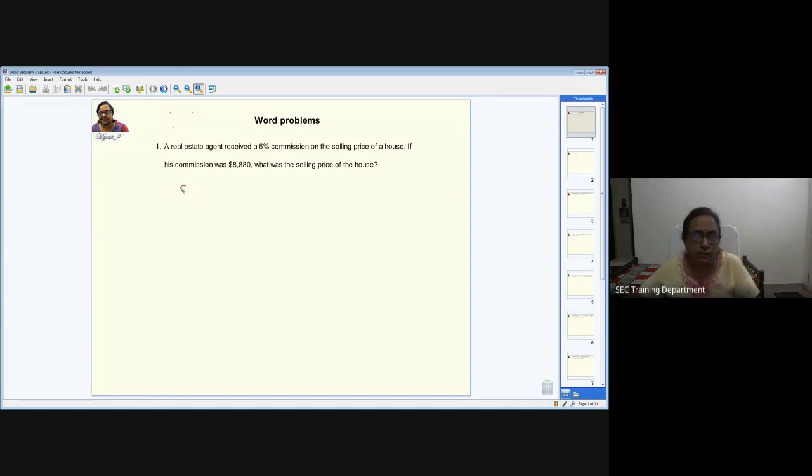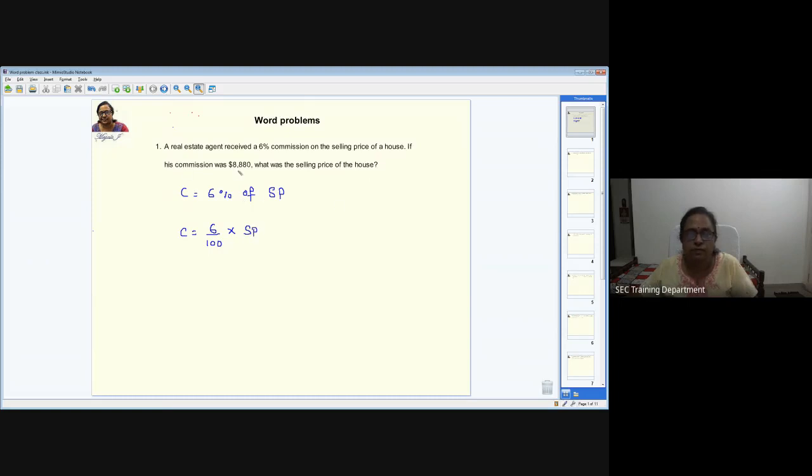So what is the commission he's getting? I'll use this blue color. The commission he is getting is going to be 6% of what? It is given that he is getting a commission which is 6% on the selling price of a house. So this is going to be 6% of the selling price of a house, whatever the selling price is. This is the equation you're forming. Now you can calculate. The commission here is given as 6%, that is 6 by 100, 'of' is a multiplication, and the selling price is SP.